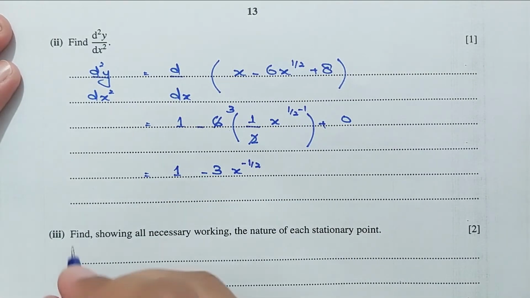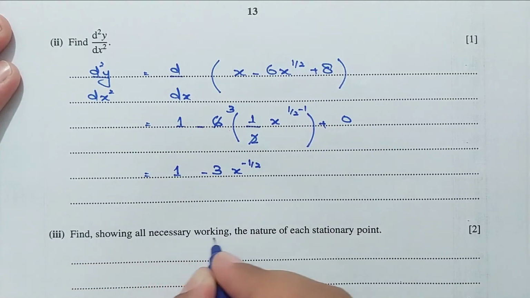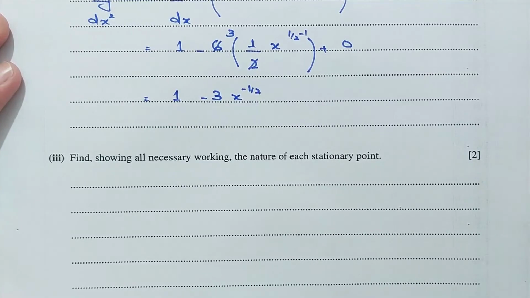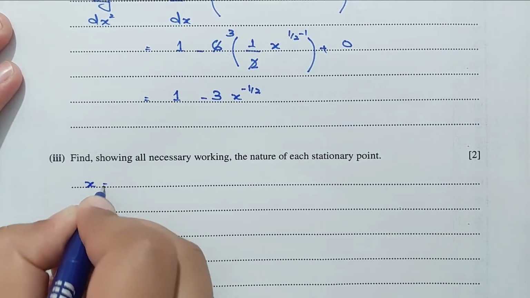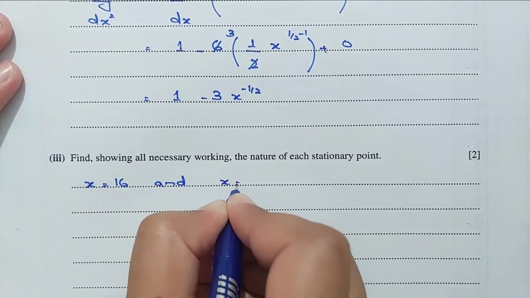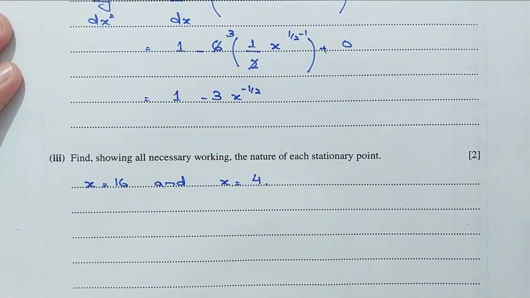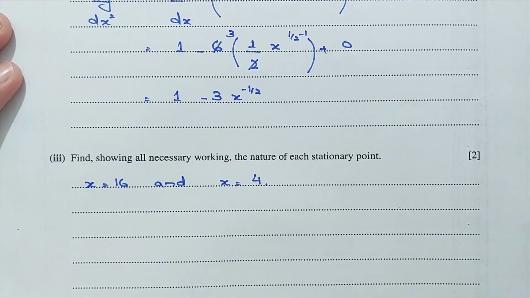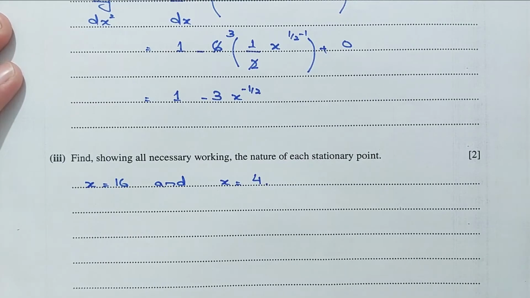Now for part C, find, showing all necessary working, the nature of each stationary point. We have two stationary points, x equals 16 and x equals 4, which we got from the first part. We have to find out the nature, so we plug these two points one by one into the second derivative and check the nature.